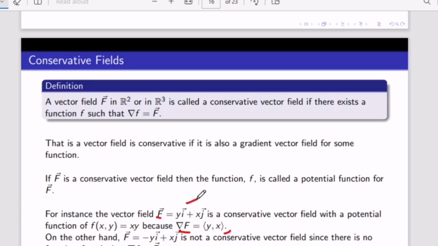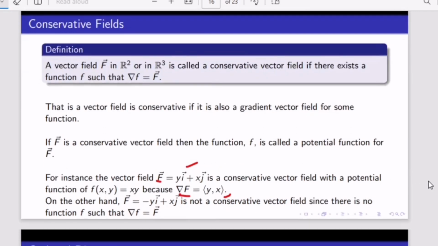So in this case, because the gradient vector field is equal to the vector field here, the field is conservative. On the other hand, the reason why this one is not a conservative vector field is because of this negative: when you find the gradient vector field of this function, you're not going to get negative y comma x. Since you're not going to get that, it's not a conservative vector field. I hope you understand this concept. It's very simple: when you find the gradient of the function given to you, it should be equal to the vector field, which means it's a conservative vector field. Let's move on.